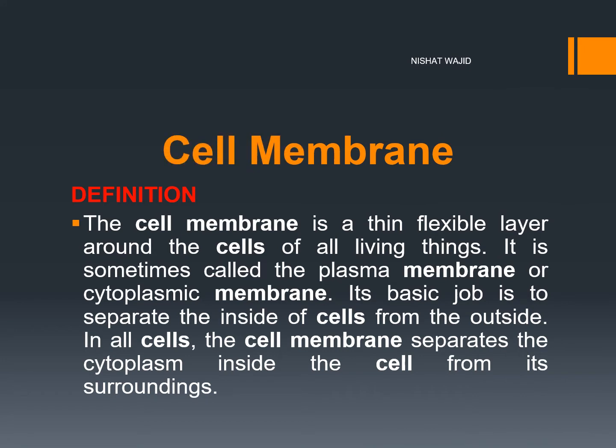Let's start the topic. Cell membrane. It can be defined as: the cell membrane is a thin flexible layer around the cells of all living things. It is sometimes called the plasma membrane or cytoplasmic membrane. Its basic job is to separate the inside of cells from the outside. In all cells, the cell membrane separates the cytoplasm inside the cell from its surroundings.